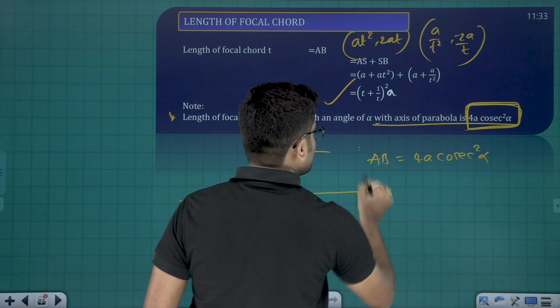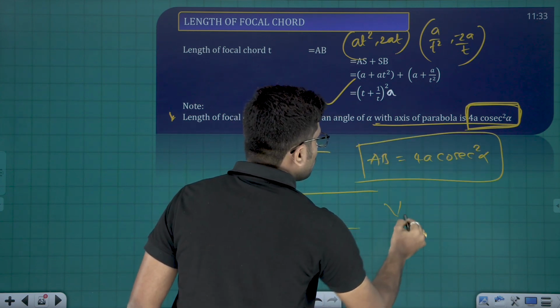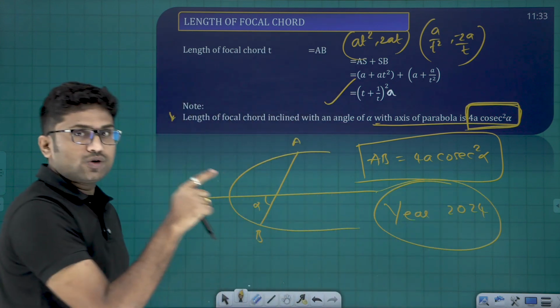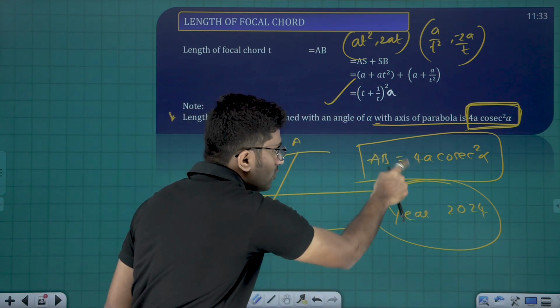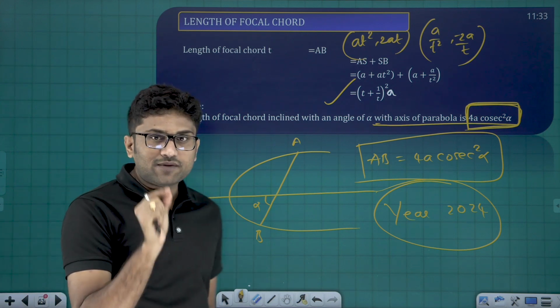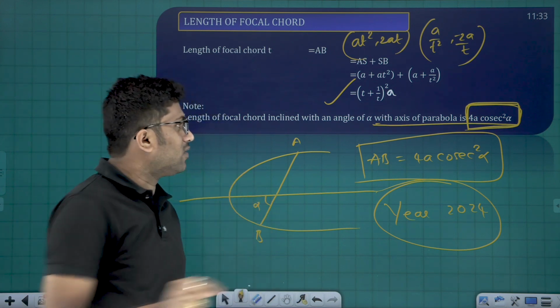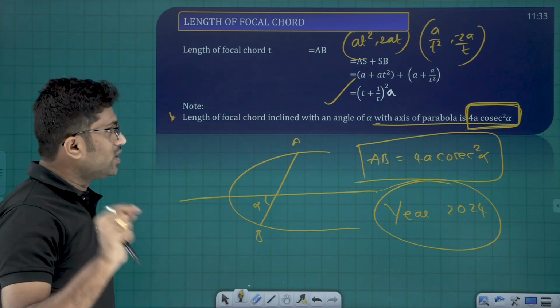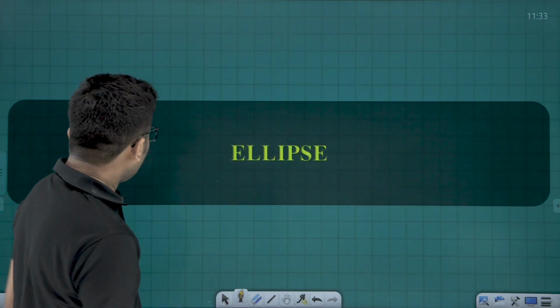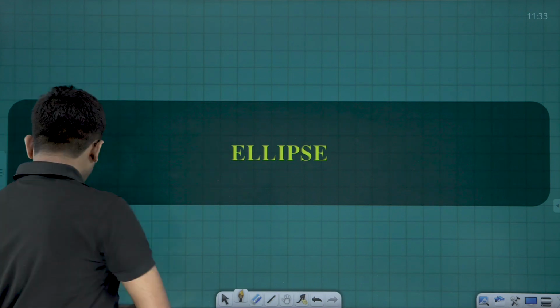We have got questions based on this in the year 2024. In the year 2024, we have got these questions from this concept. The length of the focal chord which makes an angle alpha with the axis of the parabola is 4a times cosecant square alpha. Next, we are done with the parabola, then we'll enter into the ellipse.